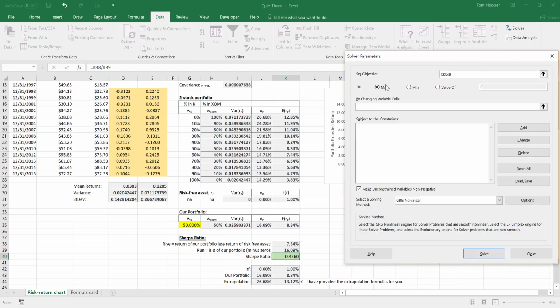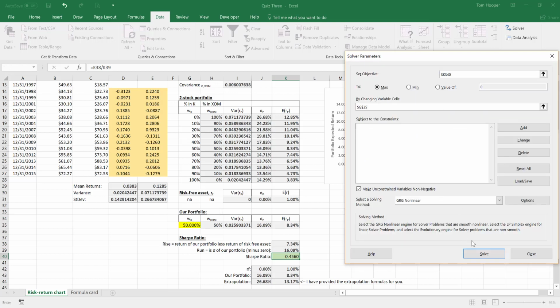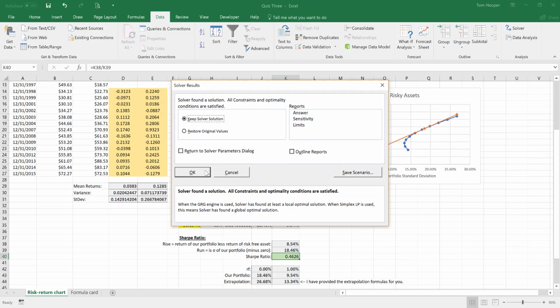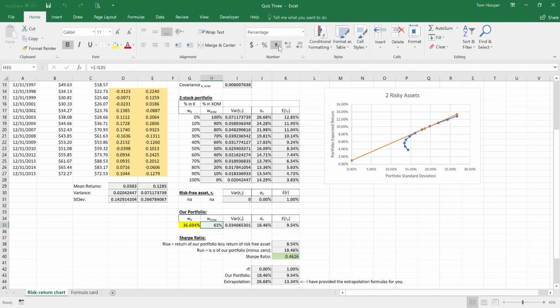Set the Sharpe ratio to a maximum by changing the amount we invest in Kellogg. Say solve and OK. And it optimizes the portfolio at just over 36% Kellogg, and the remainder goes into ExxonMobil. I'll go ahead and show extra decimal places there just to show that they do in fact add up to 100.